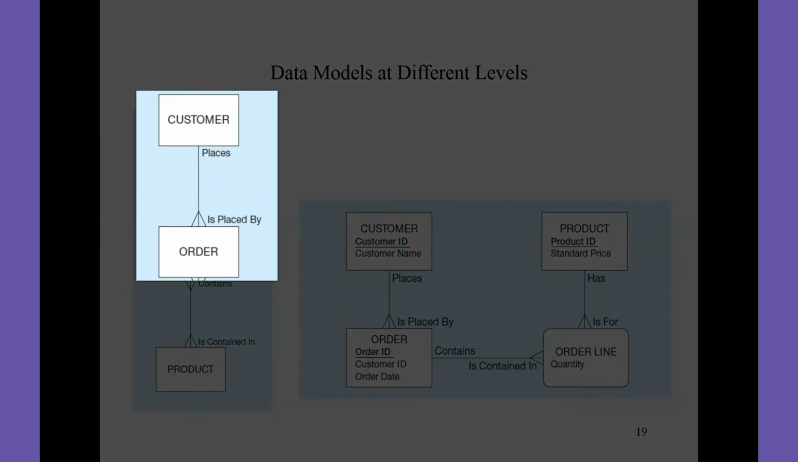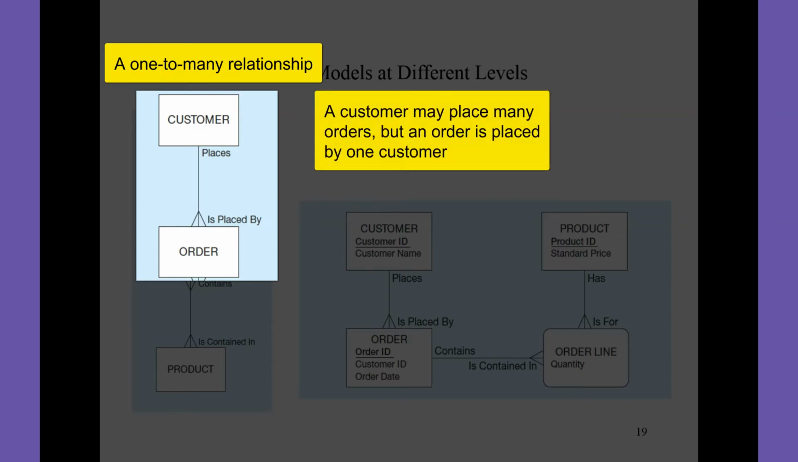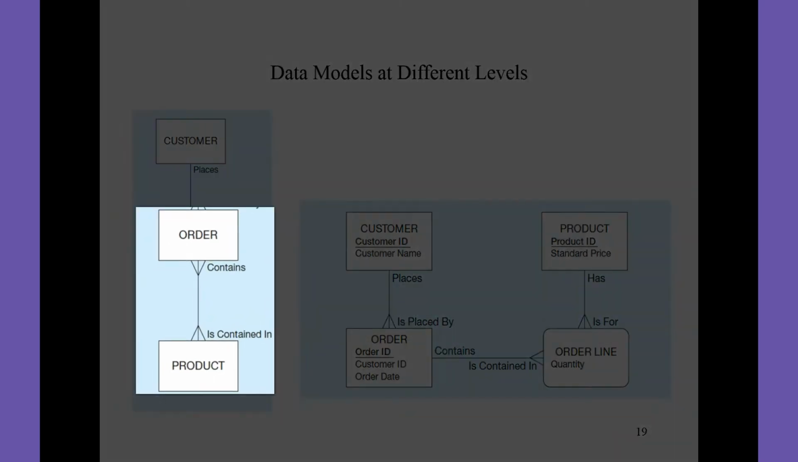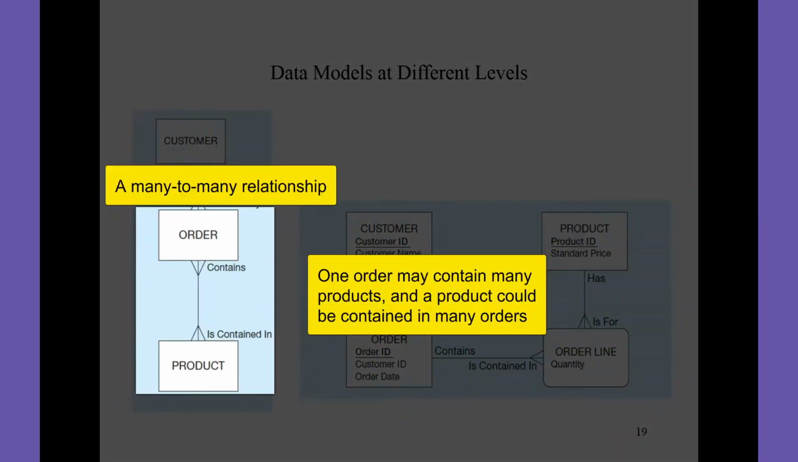Observe the relationship between customers and orders. This is what is called a one-to-many relationship. What it means is that a customer may place many orders, but an order is placed by one customer. The crow's feet symbol of the relationship line indicates the many side of the relationship. If we look at the other relationship between order and product, this is a many-to-many. A product can be contained in many orders, and an order contains many products.